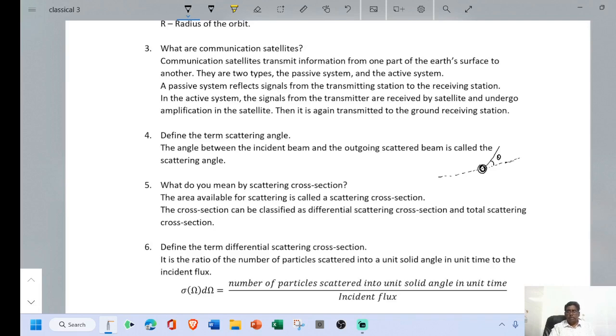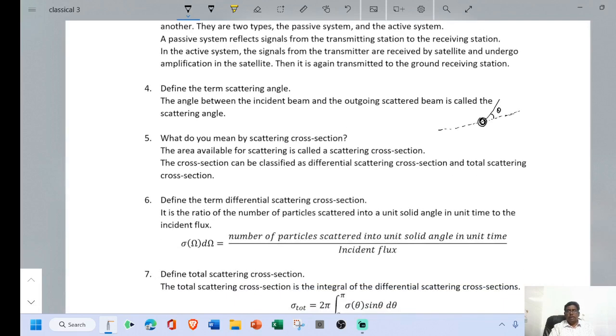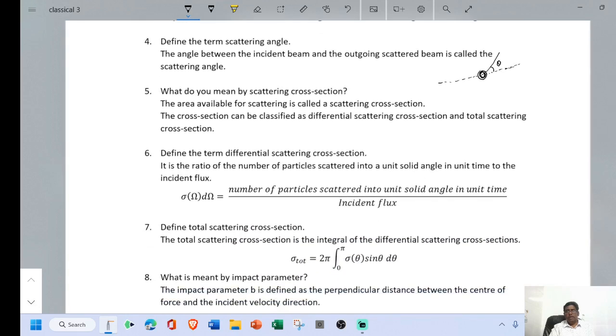What do you mean by scattering cross section? The area available for scattering is called scattering cross section. The cross section can be classified as differential scattering cross section and total scattering cross section. Sixth question is: define the term differential scattering cross section. It's a ratio of the number of particles scattered into a unit solid angle in unit time to the incident flux. This is the definition for differential scattering cross section.